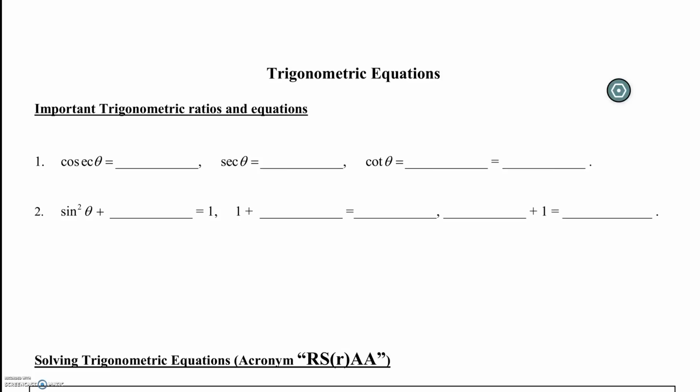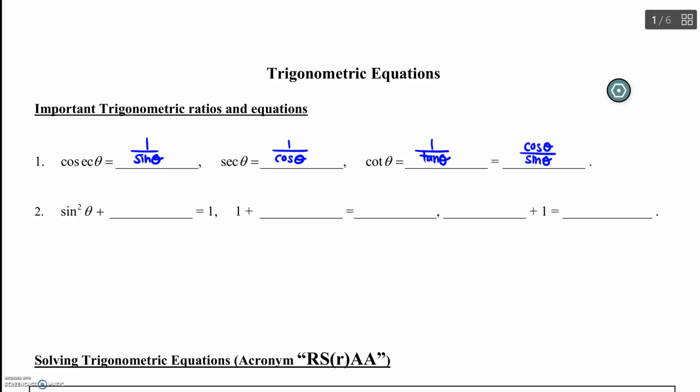Cosecant theta is defined as 1 over sine theta. Secant theta is defined as 1 over cosine theta. Cotangent theta is defined as 1 over tangent theta, which could be further simplified as cosine theta over sine theta.